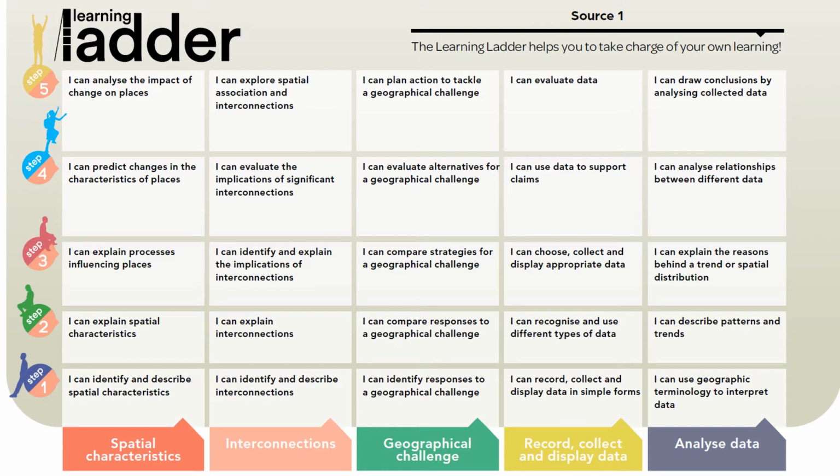Okay, we're going to look at all 5 skills here because all 5 of these learning ladder skills are in the books from years 7 all the way up to 10. Here's our geography learning ladder. The 5 skills are spatial characteristics, interconnections, geographical challenge, recording, collecting and displaying data, and analysing that data. So let's get into it.